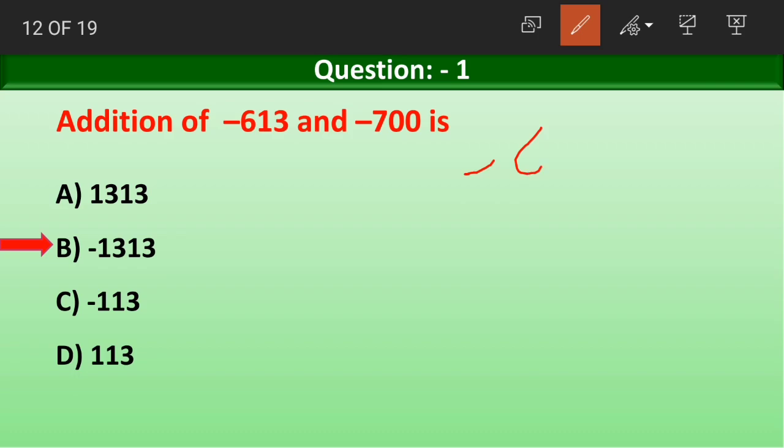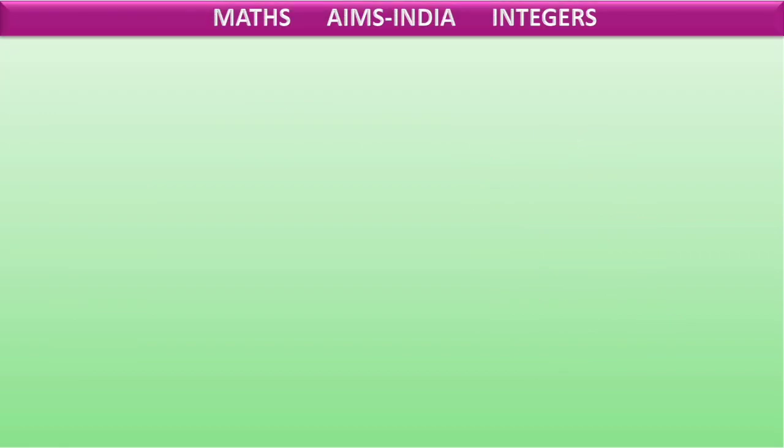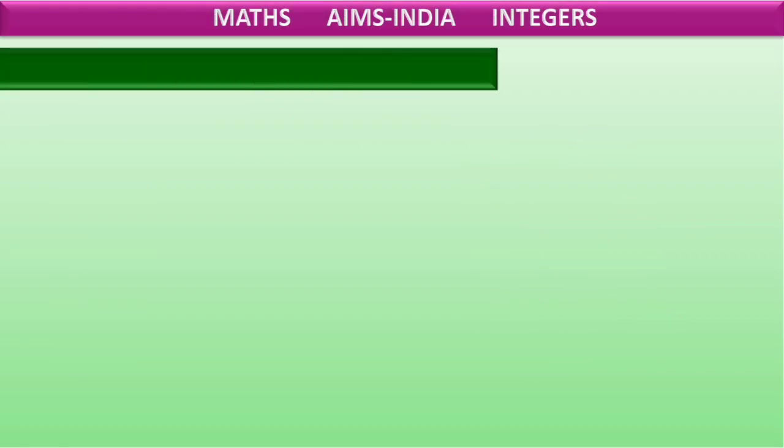How? We have minus 613 and we have minus 700. When we add these two, we get the answer of 1313, and coming to the signs, it is addition. So both the numbers have negative signs, so the result will also carry the negative sign. Is this clear? We've added up the absolute values of the numbers, and as both the numbers are carrying a negative sign, the answer will also have a negative sign.